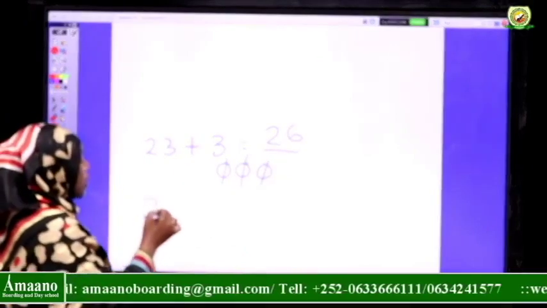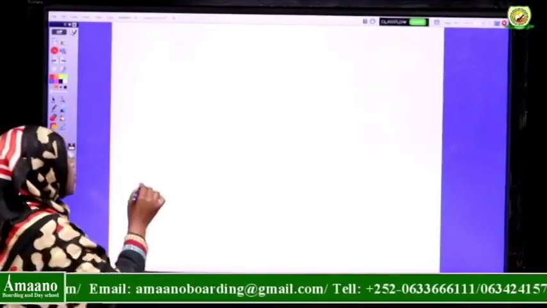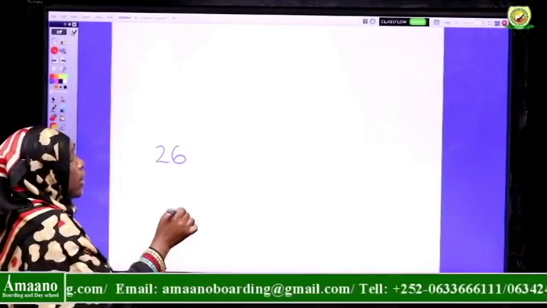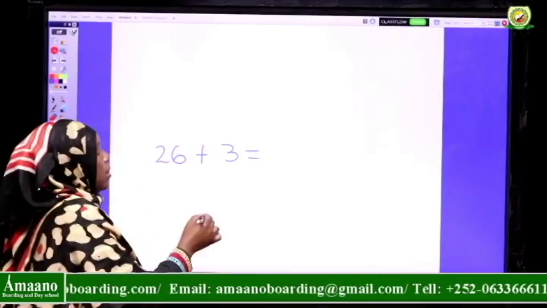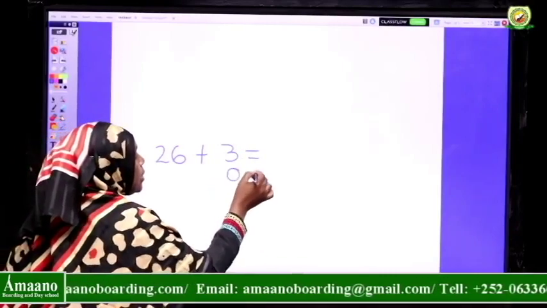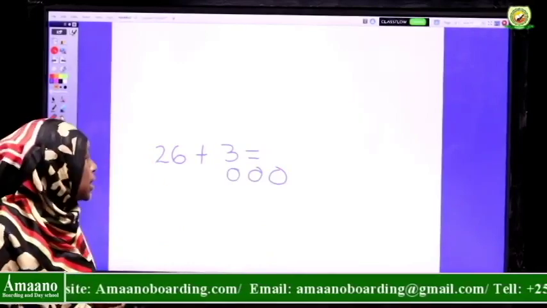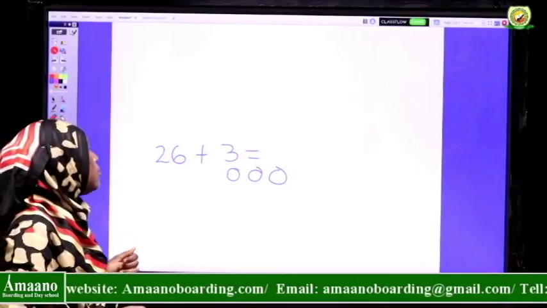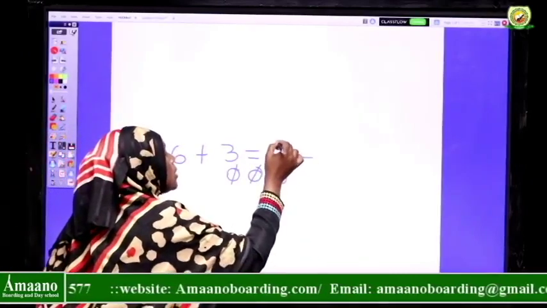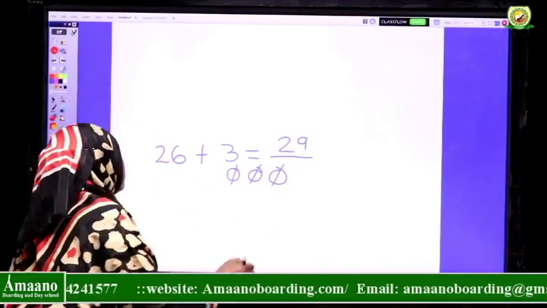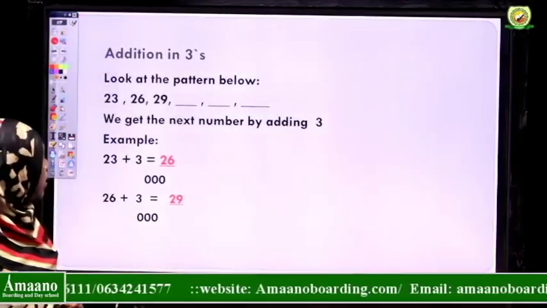We have 26, for example, here. If you have 26 plus 3, what are we going to do, children? We will add 3 zeros. 1, 2, 3. And after adding 3 zeros, we continue counting from 26. So as we continue counting, it will be 26, 27, 28, 29. Our new answer is going to be 29.